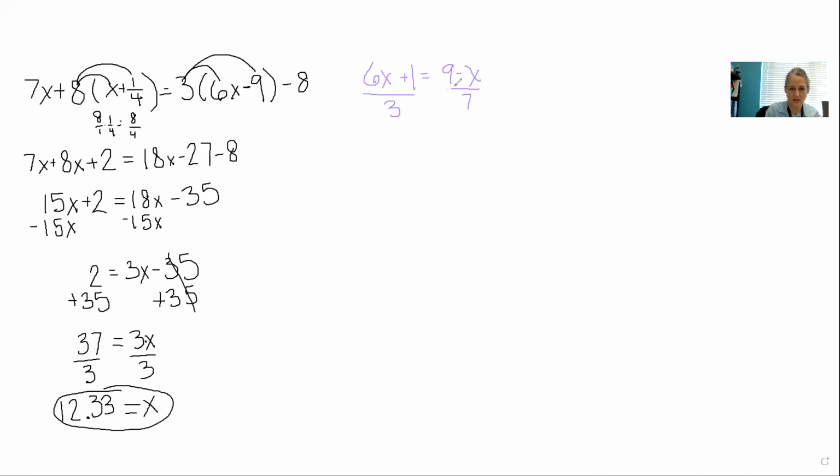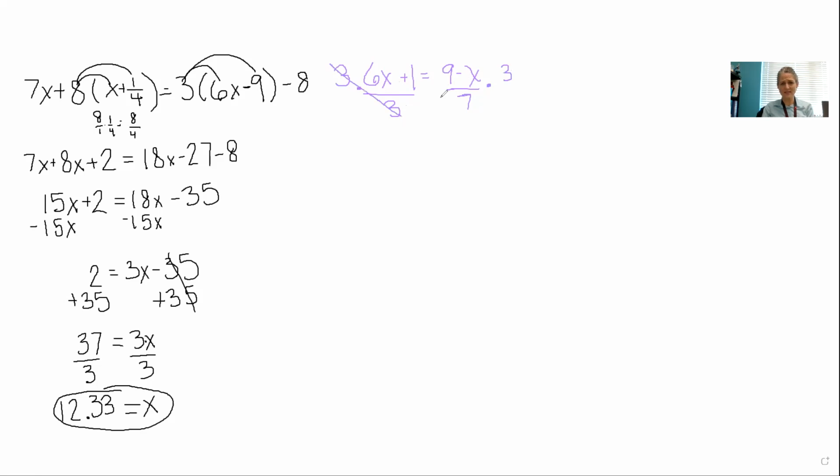So the first thing we're going to do is we're going to get rid of these fractions. I don't want to deal with these fractions, okay? So remember, a fraction is just a fancy division problem. So we have 6x plus 1 divided by 3. Well, over here we had 3 times x. The opposite of multiplication is division. Well, the opposite of division is multiplication. So if I want to get rid of that 3, I've got to multiply both sides by 3. And what happens is these 3's cancel because they become 1.